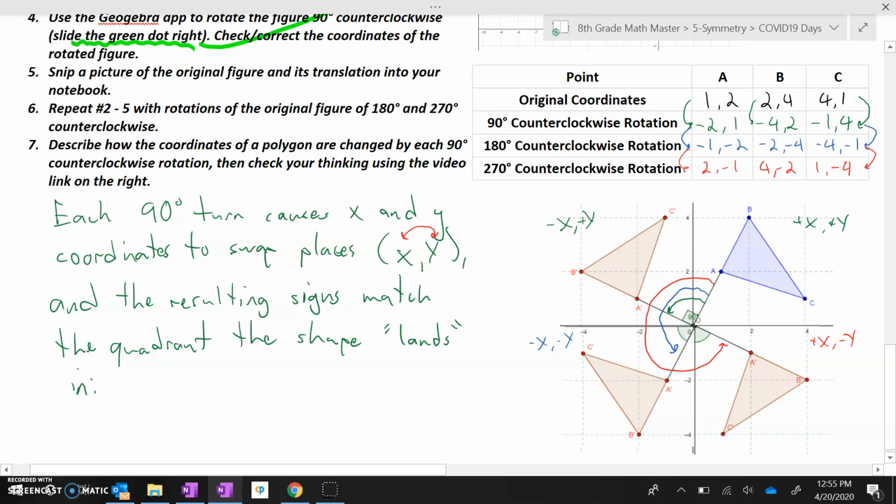Okay, so I tried to make that description kind of applicable to any starting quadrant. But notice it works for each of the 90-degree rotations that we looked at. So even if it started in the bottom left quadrant, down here, if we did a 90-degree turn up to here, X and Y would switch, but X would be negative, Y would be positive. If we were to start in the lower left quadrant and go 90 degrees over to here, X and Y would switch, you'd have positive X's and negative Y's. So every 90-degree change, X and Y swap places, and the signs on X and Y match whichever quadrant it's ending up in. So that kind of covers descriptions of rotations starting in any quadrant.